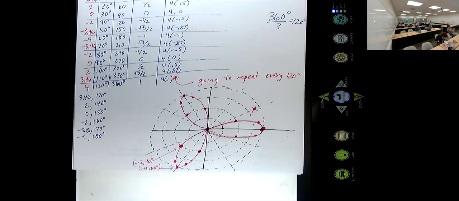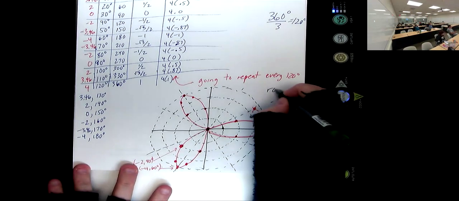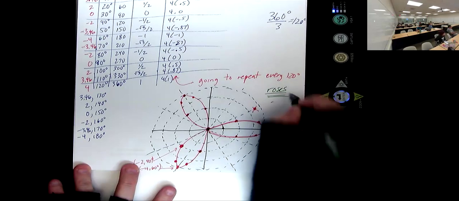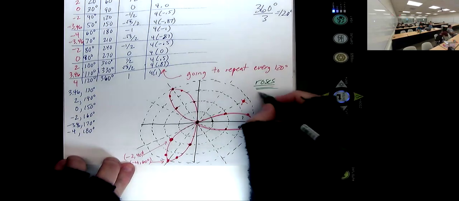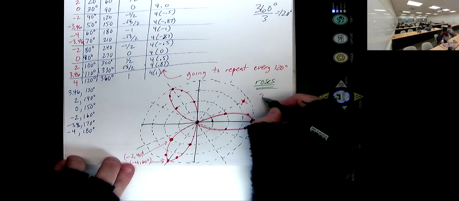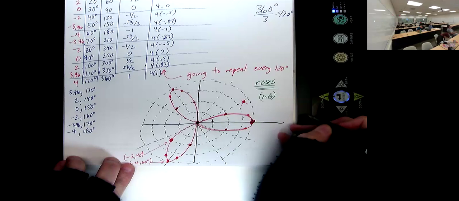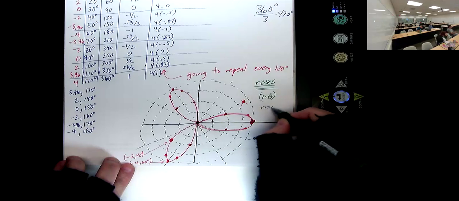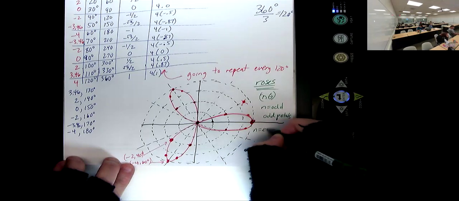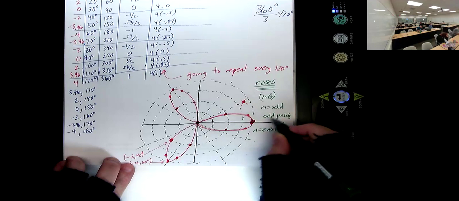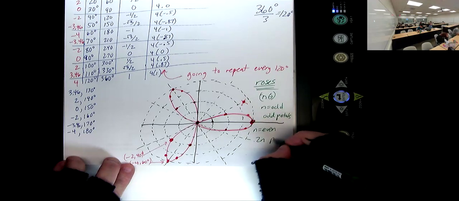These are called the roses. If you have n theta inside, if n is odd, you have an odd number of petals. If n is even, you have 2n petals.